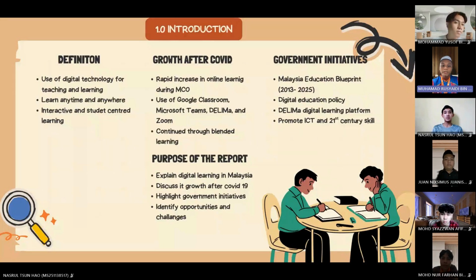Now, I will explain the government initiatives. The Malaysian government has introduced several initiatives to support digital learning. These include the Malaysian Education Blueprint 2013 until 2025, the Digital Education Policy, and the Delima Digital Learning Platform. These initiatives aim to improve the use of ICT in education and help students develop important 21st century skills such as communication, collaboration, critical thinking, and digital literacy.